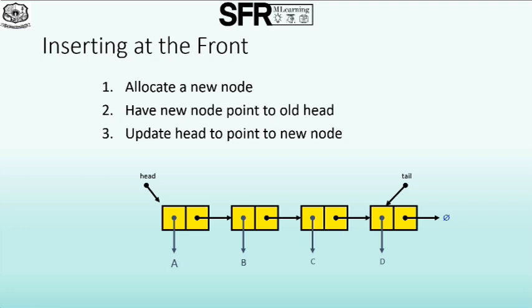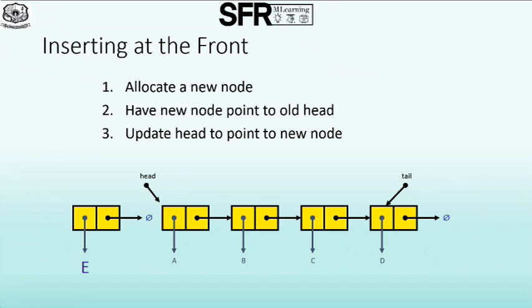If you want to insert an item at the front or at the end, we have to create a new node. For example, to insert the item E at the front, we make the node and make it the first element, and the head points to the new element.